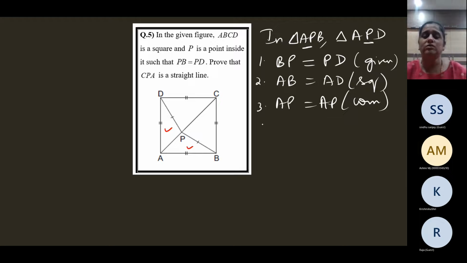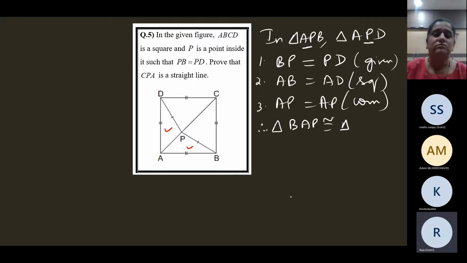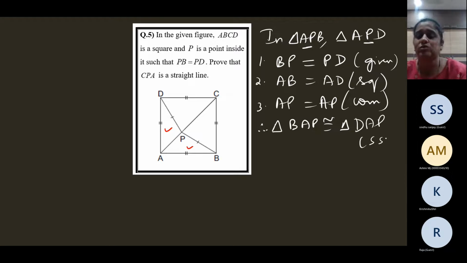So what's the congruence rule? SSS. Tell me the order. If I write triangle BAP is congruent to triangle DAP, ma'am. Very good. By SSS rule.